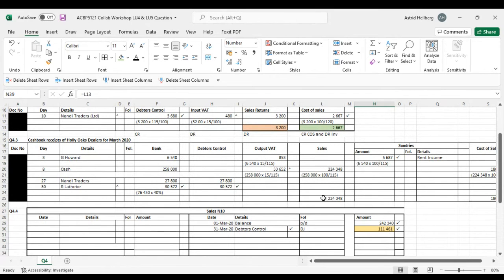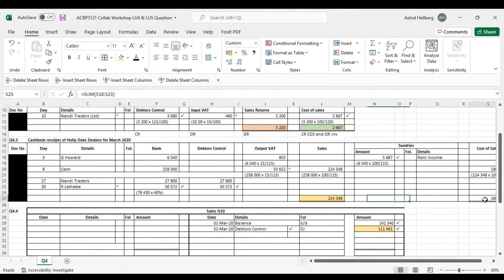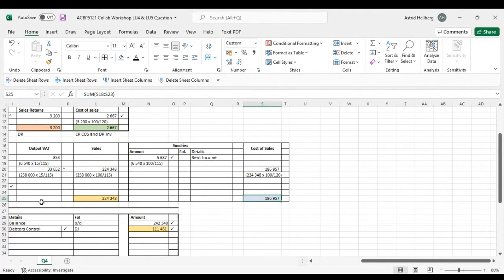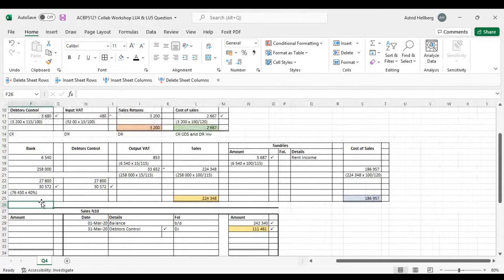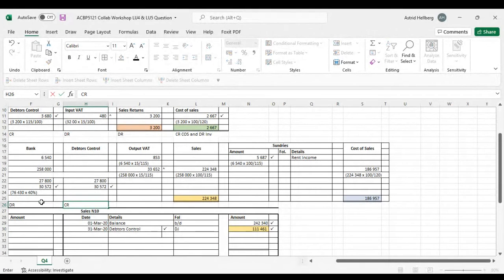Okay, then in our cash book receipts, we've got our sales here. So let's make that yellow again. And we also got our cost of sales, similar to the other one. So we said we will debit the bank, we will credit debtors control, we will credit output VAT, we will credit sales, and we will debit cost of sales and credit inventory.